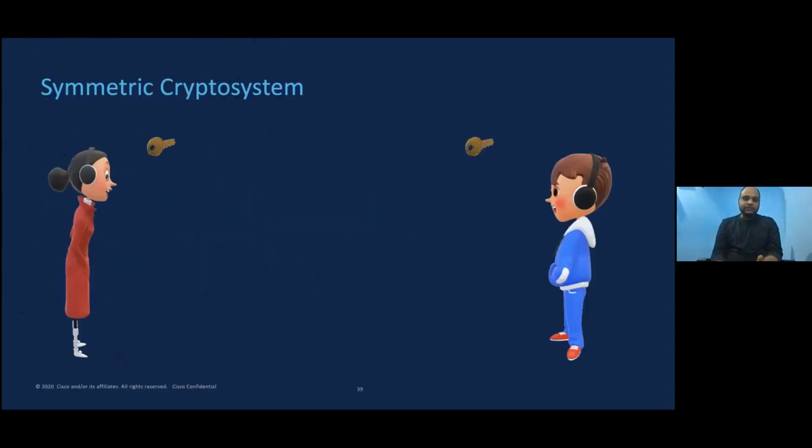In the symmetric system, I'll take the same representation where Alice and Bob are trying to exchange a message and they want it to be secure. During peaceful time, when they had a chance, they exchanged a shared secret, or a common passphrase, between them. Now, when Alice has to send a message to Bob, she takes the message, locks it with the key, and sends it across to Bob. Bob uses the same key to unlock the message and identify the contents.